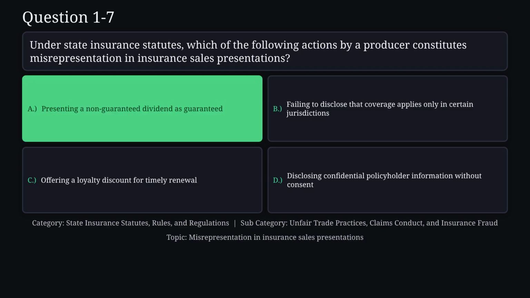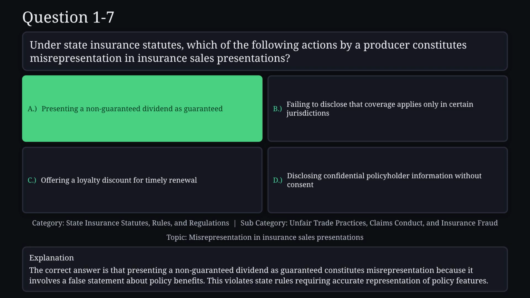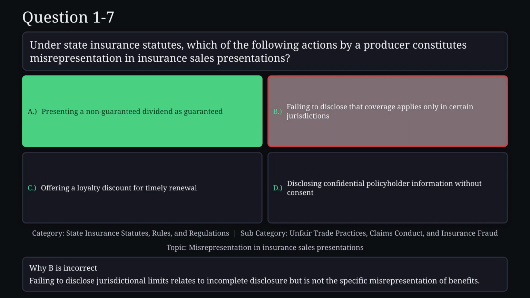The correct answer is A. The correct answer is that presenting a non-guaranteed dividend as guaranteed constitutes misrepresentation because it involves a false statement about policy benefits. This violates state rules requiring accurate representation of policy features. Reason B is not correct. Failing to disclose jurisdictional limits relates to incomplete disclosure, but is not the specific misrepresentation of benefits.